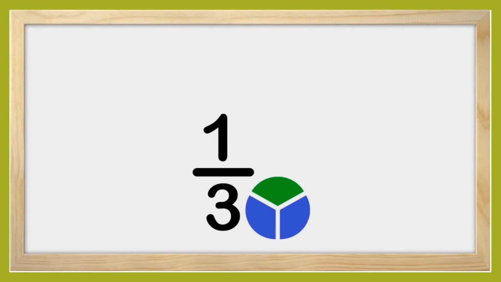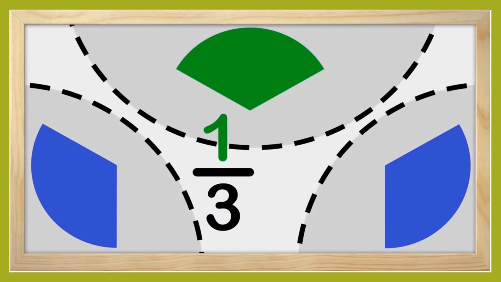If you look at the third of the circle that is colored green, you will see that there is just 1 part. This is my part of the circle. The number 1 on top represents my part of the circle. I have 1/3 of the whole circle.